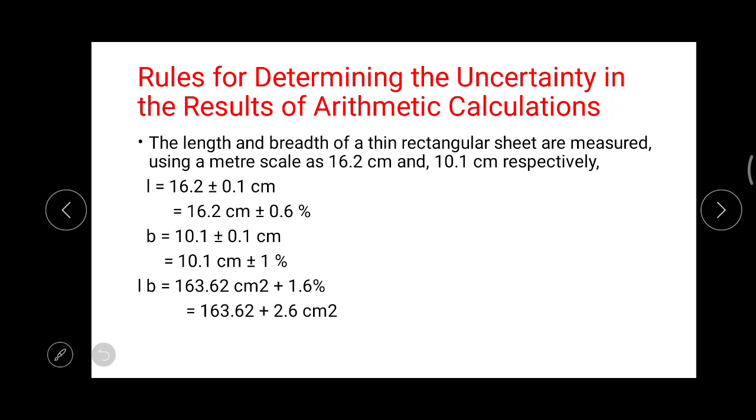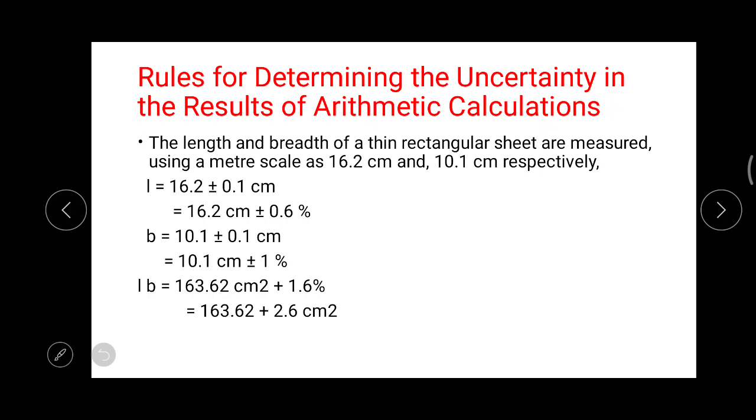The length and the breadth of a thin rectangular sheet are measured using a meter scale as 16.2 centimeter and 10.1 centimeter respectively, where the number of significant figures in both readings is 3. You can see that the absolute error value is not given. Whenever we dealt with errors in previous questions, there was a plus or minus value, but here it is not given. In such cases, you have to consider the least count of the measuring instrument as the absolute error.